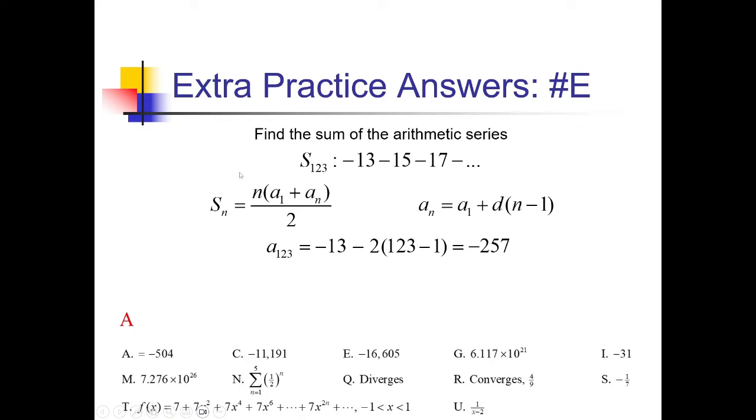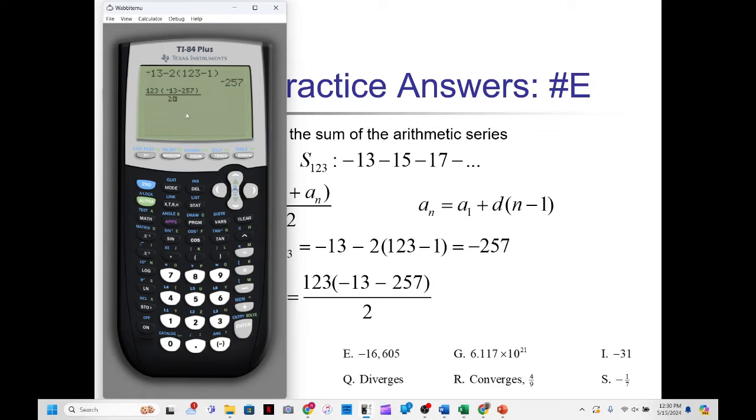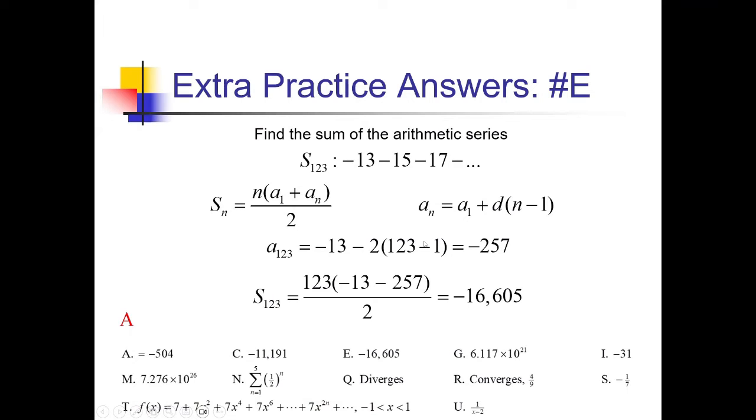Next up, let me go back to my sum formula. So I had an n value of 123, a sub 1 of negative 13, and now my a sub n, I had to find that was negative 257. Let me plug all this back in the calculator. There we go. Let's see what that equals. Enter. Negative 16,605. And E in the answers here, that's exactly what it says, so I don't get a letter out of this one, and we go on to problem G.